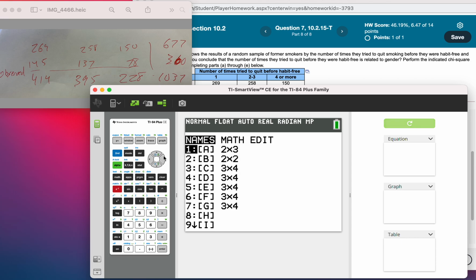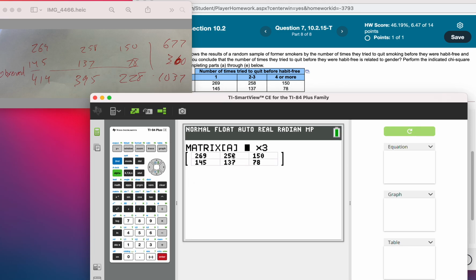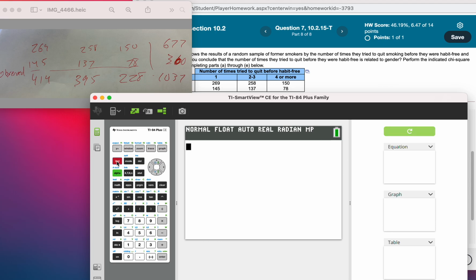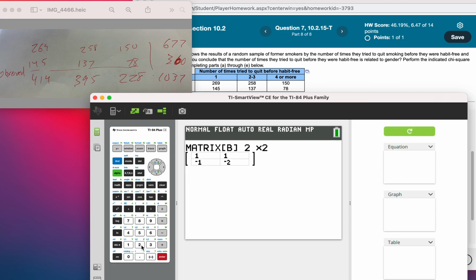So there's A. Click on Edit. It shows that this is A: 269, 145, 258, 137, and so on. Now I want to go into B. I don't have this one in yet, so that's perfect. I'll show you how to put this one in. It's 2 by 3, and here's how I do this. I just do this right in the calculator.